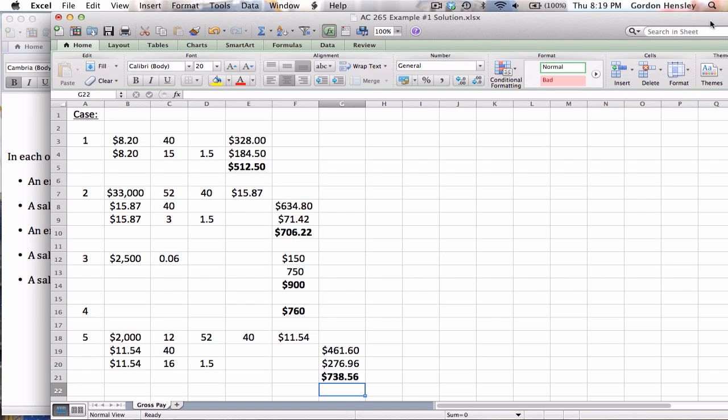And the key is that no two employees are necessarily alike. Some of them are hourly, some of them are salary, some exempt, some non-exempt. The key to it is just look at the information, think about your pay period, and if you have to manipulate the information, that's fine. But then once you get it into the proper format, then you can actually calculate the gross pay.